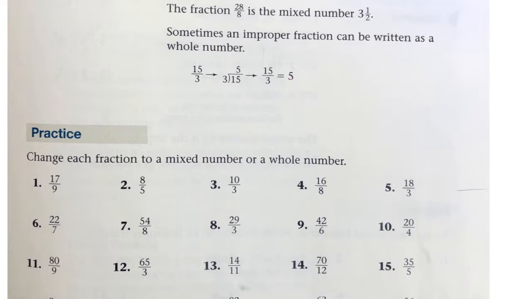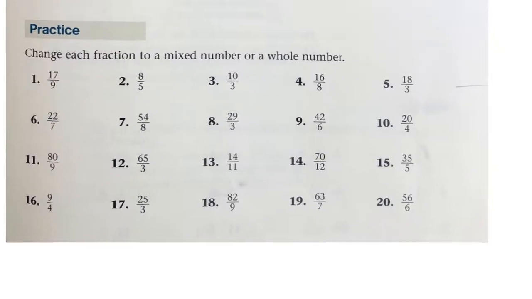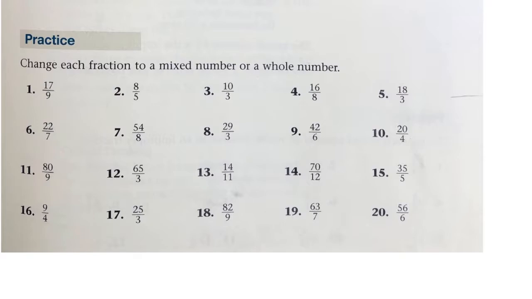Practice. Change each fraction to a mixed number or a whole number. So if there's some remainder, then you have a mixed number. If there's no remainder, then you just write the whole number. So let's look at number 1. The number on top goes in the shop. The number on bottom does the dividing.